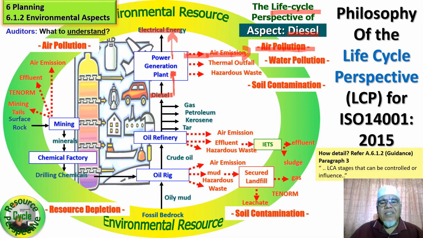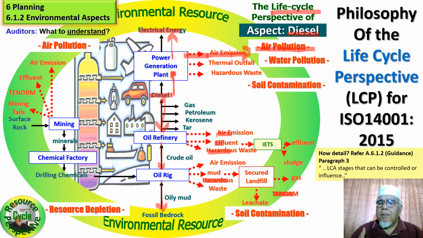Now, where does diesel come from? Take a look. There you are. It comes from the oil refinery. This is going upstream. Where it comes from is upstream. Where is it from? Crude oil. From where? The rig. Eventually from fossil bedrock. So the formation of diesel, the production of diesel involves various interactions with the environment, and the more demand for diesel, the more the oil refinery will produce air emission, air pollution, will produce effluent, will produce hazardous waste, etc. from the oil rig, and hazardous waste, everything.